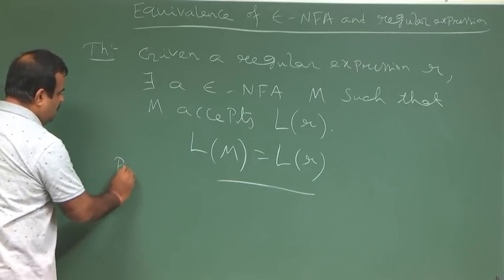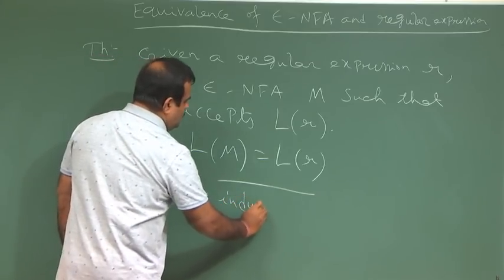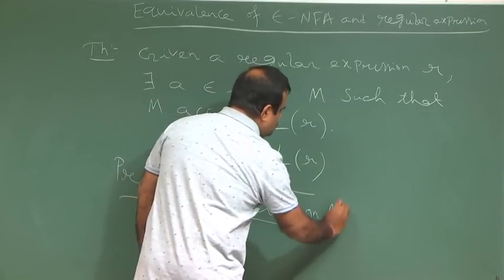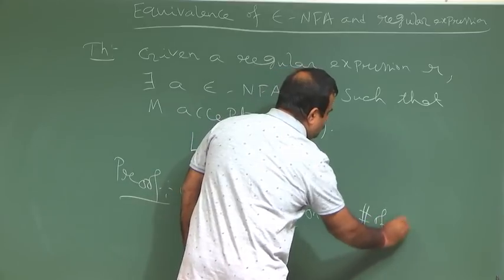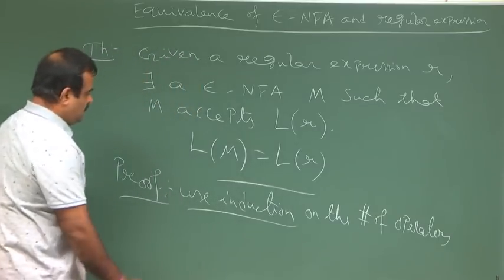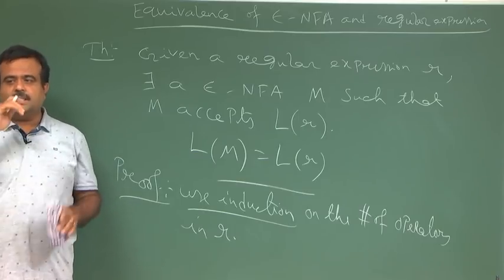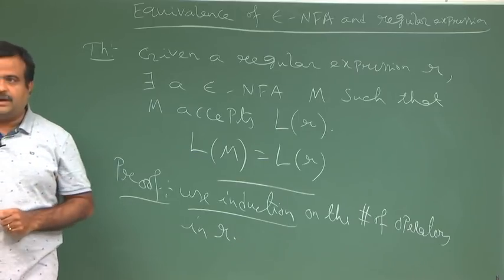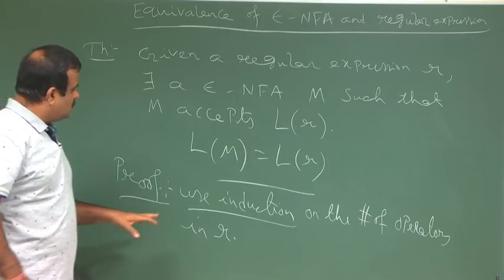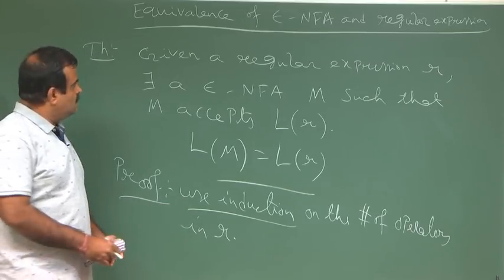Okay. So, to prove this theorem, we will use mathematical induction on the number of operators in R. R is a regular expression, which consists of some operators. There are only 3 operators: concatenation, plus and star. Okay. So, we will prove this by mathematical induction on the number of operators in R.